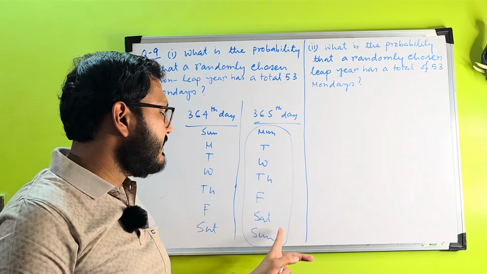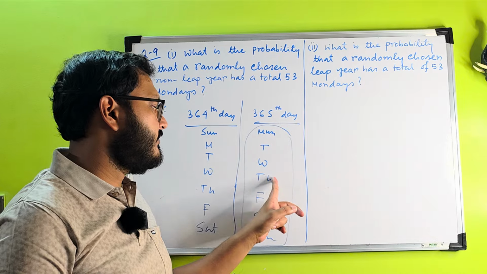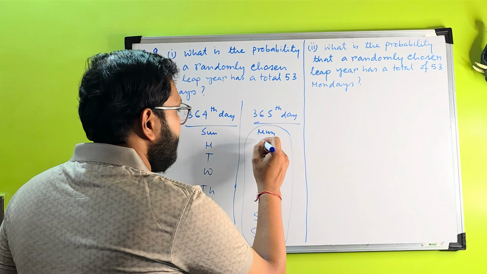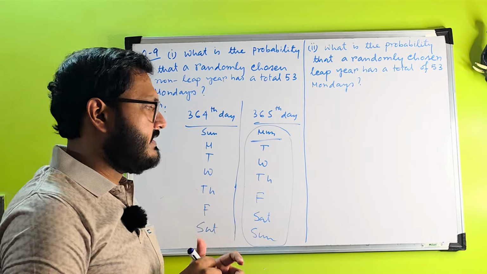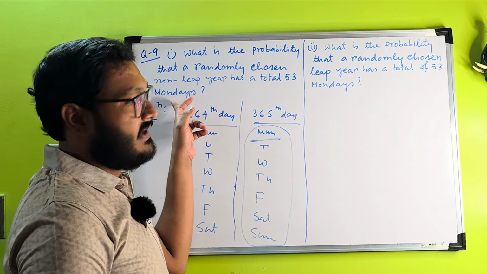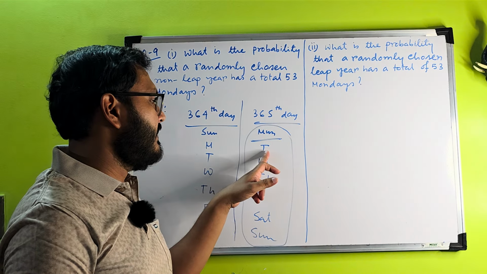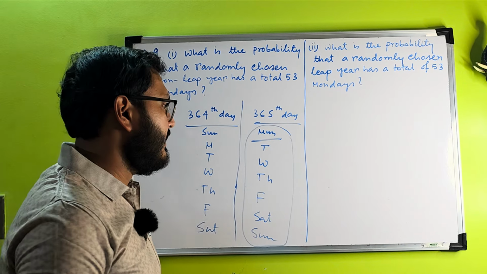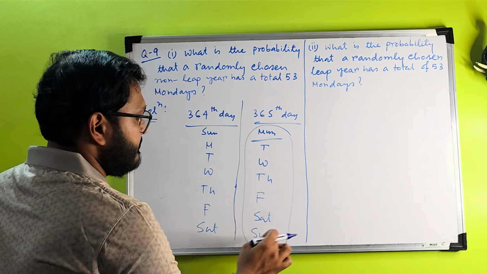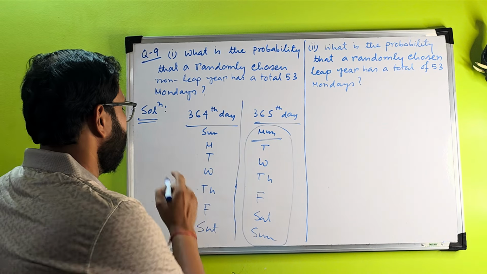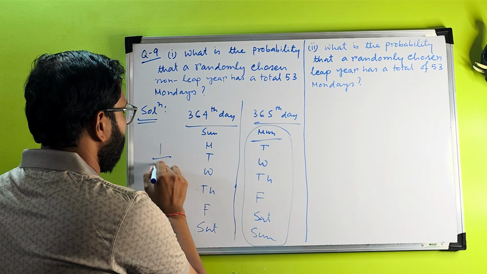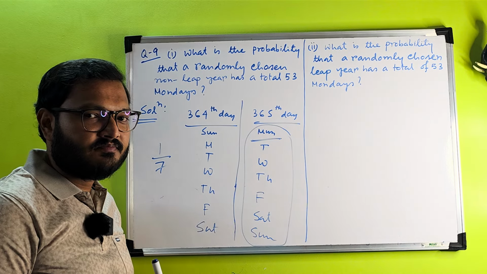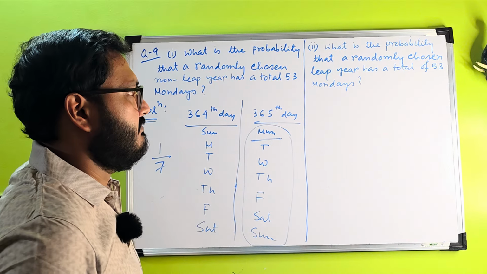So I had the problem about this day, the 365th one. So how many possibilities are there? 1, 2, 3, 4, 5, 6, 7. 7 possibilities are there. And what is my favorable event? That is Monday. If they give Tuesday or Sunday or Saturday, whatever, same answer. So it will be 1 out of 7. So its answer is 1 by 7. I hope it's clear. Now come to this sum.